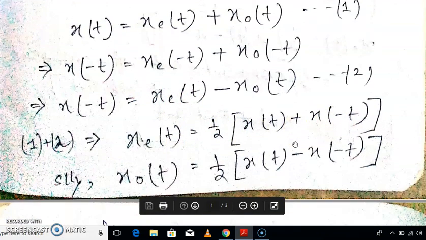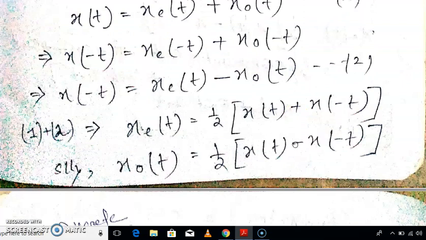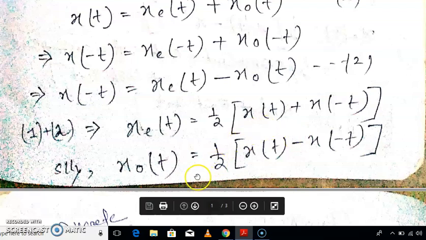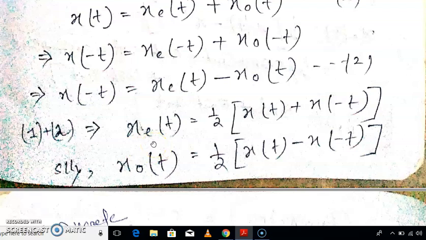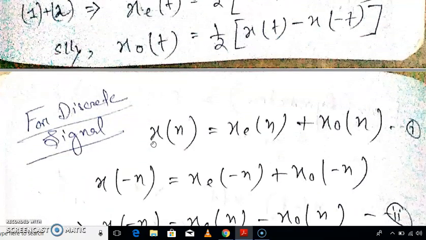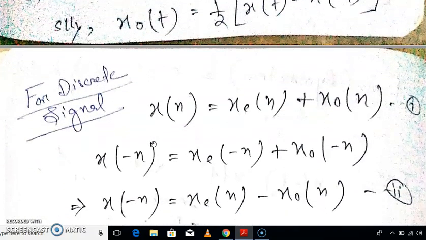In a similar way, if you subtract those two equations, equation 1 minus equation 2, then you will get x_o(t) equals half of x(t) minus x(-t). So those are the two equations we use to find the even and odd part of a particular signal. So that was for the continuous signal.